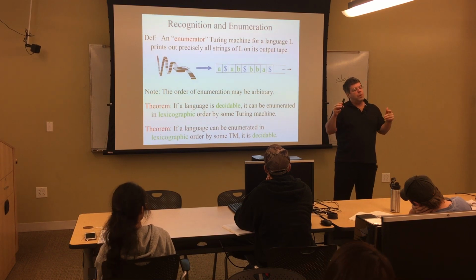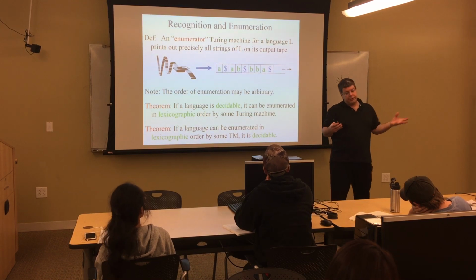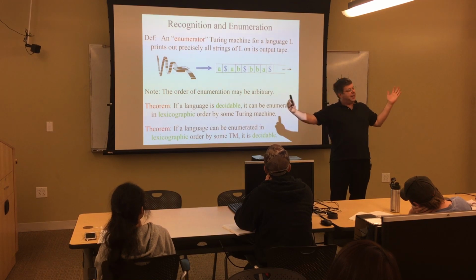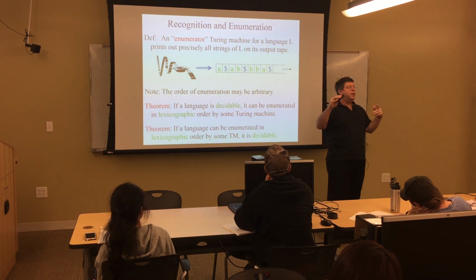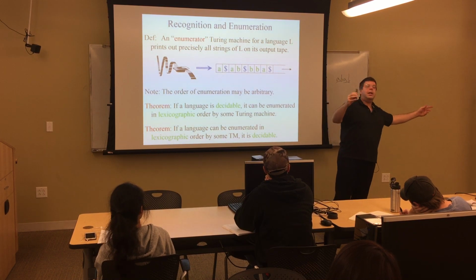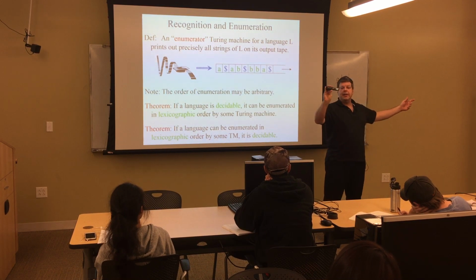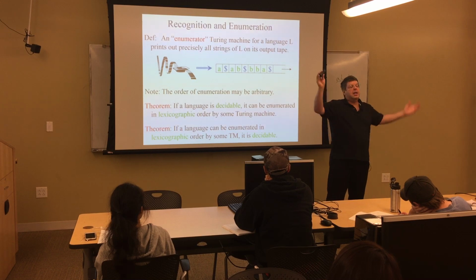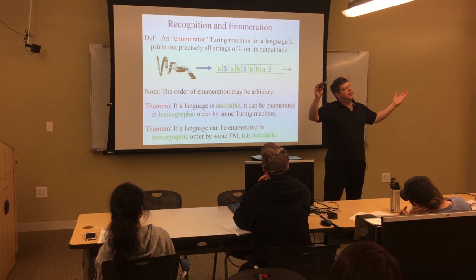How do I know when to reject? When the strings coming out in lexicographic order are longer than the string I have, then I know, because in lexicographic order the strings only get longer and longer. They'll never be this size again. So I might as well stop running and say no, and I'll be right again.